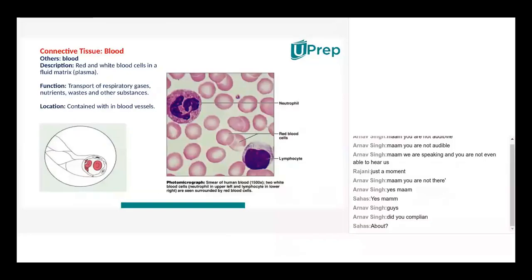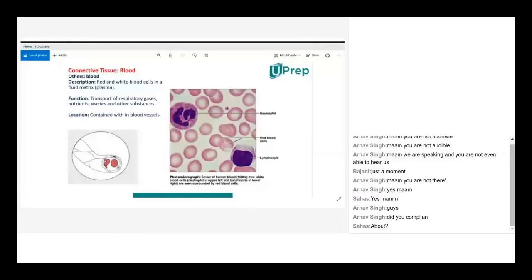Next, we are having the specialized connective tissues. Among them, we'll discuss 3 concepts. When we take the specialized connective tissue, we have blood as the first foremost one. First, we'll discuss the blood. Then I'll discuss the other 2 connective tissues, which we call specialized connective tissues.